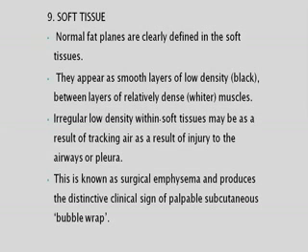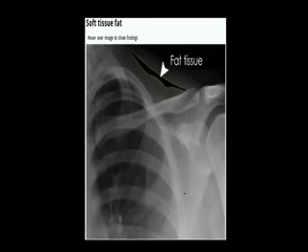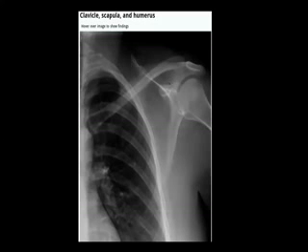Now soft tissues, like normal fat planes. Fat appears lucent, but less lucent than lung and more lucent than other soft tissues. So soft tissues must be seen. This is a supraclavicular soft tissue pad. Fat tissue will be there, and here it will look lucent.